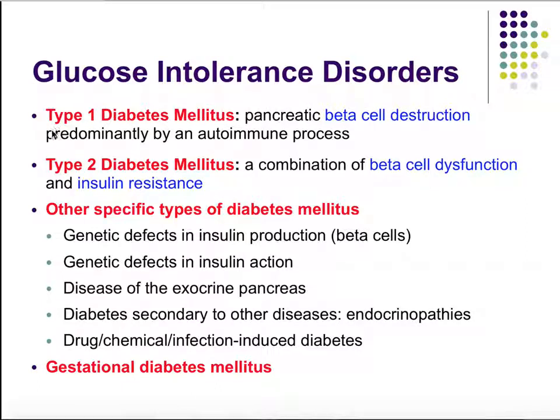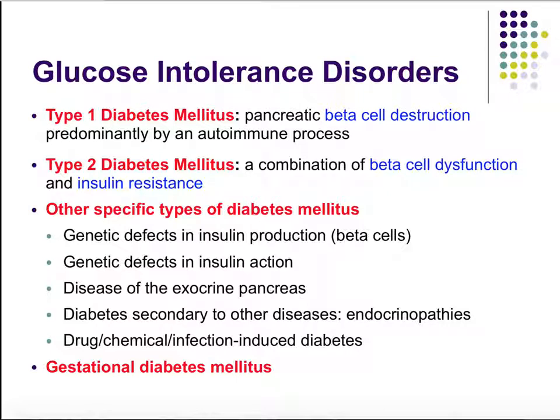So let's talk about glucose intolerance disorders. So diabetes mellitus. We have type 1 and type 2. So type 1 diabetes mellitus is where your pancreatic beta cells are getting destroyed. So the cells that are making insulin are destroyed. It's predominantly due to an autoimmune disease. So your own immune system is destroying your own beta cells. This is also known as insulin deficient diabetes because you are deficient in insulin because your beta cells are getting destroyed, or juvenile onset.